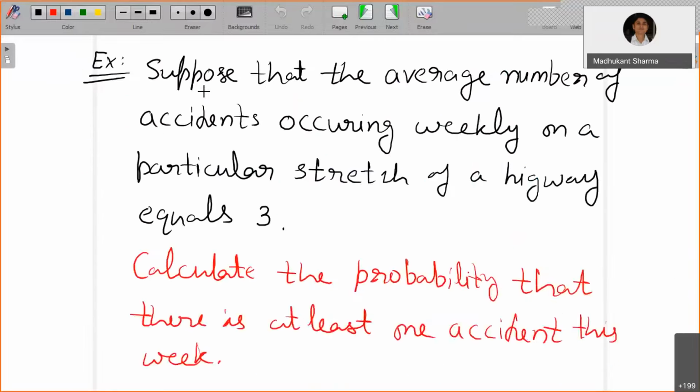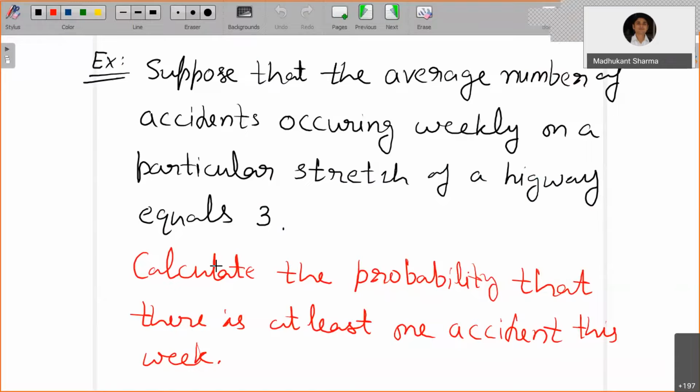So let's take this example. The average number of accidents occurring weekly on a particular stretch of a highway equals 3. Calculate the probability that there is at least one accident this week.